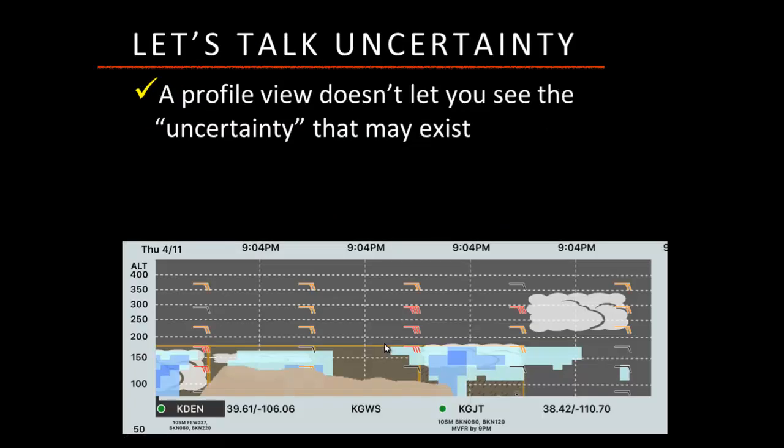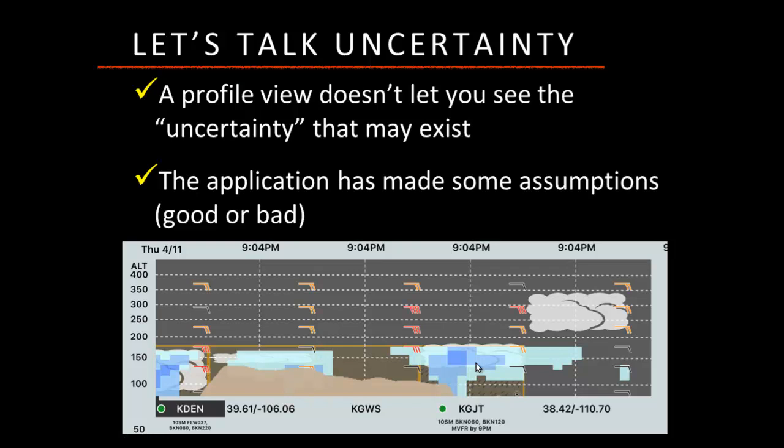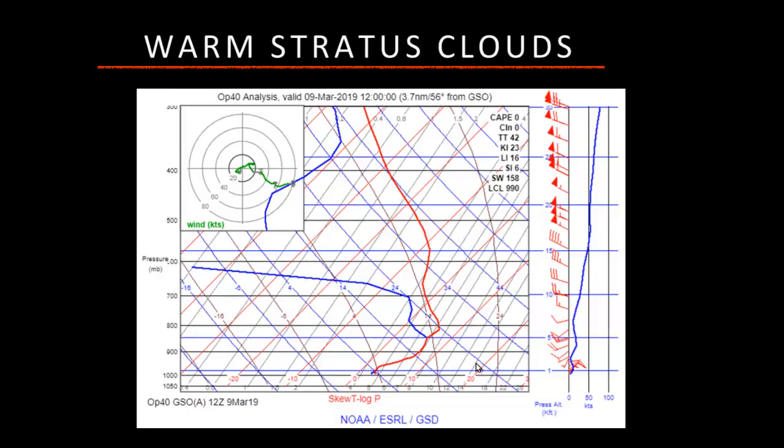So let's go back to that profile view that so many pilots like. You really don't see that uncertainty here. Yes, certainly it shows you you've got some clouds and some icing potential, but it doesn't tell you how much uncertainty. So this particular application made some assumptions and put those clouds there. You don't know what those assumptions are. You don't know what the lapse rates are based on this. So there's a lot of stuff missing from these profile views. They're great. They provide you some information, but I like to know what assumptions are being made so I can know exactly where that uncertainty is. And certainly the Skew-T diagram can provide that, whereas this cannot.